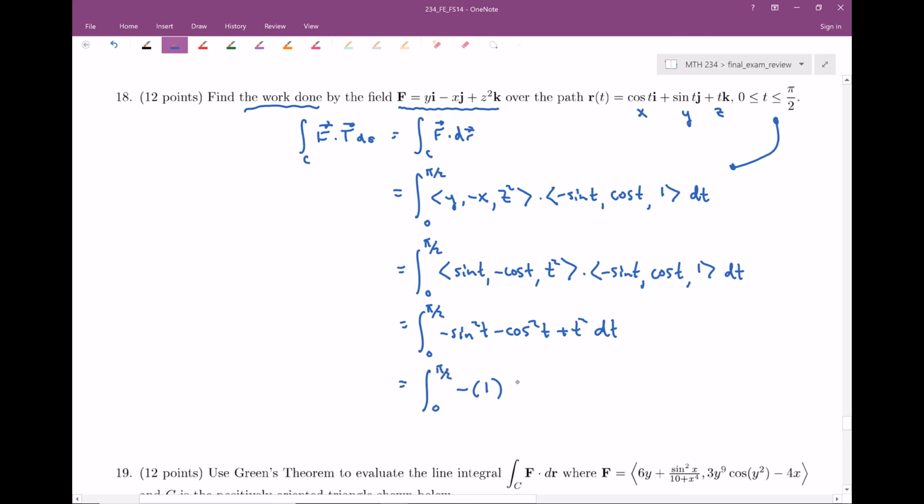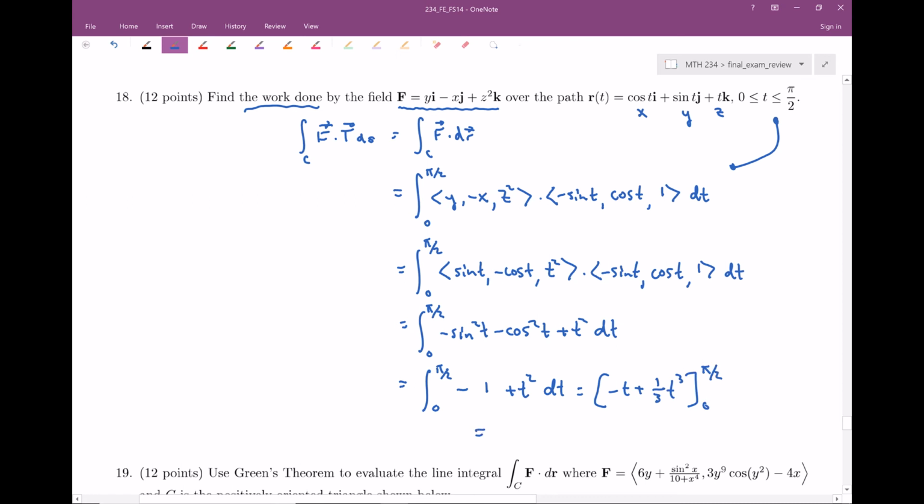So we can do a little bit of simplification. So that's very nice. And now we can go ahead and integrate this. Let me go ahead and take away these parentheses. So let's see, when I integrate this, I'm going to get negative t plus 1/3 t cubed. And we're going to evaluate that from 0 to pi over 2.